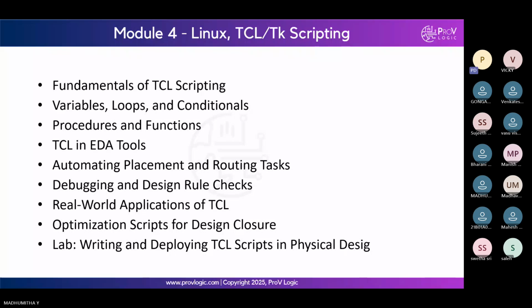How can we derive SAIF from a VCD file? How can we derive?